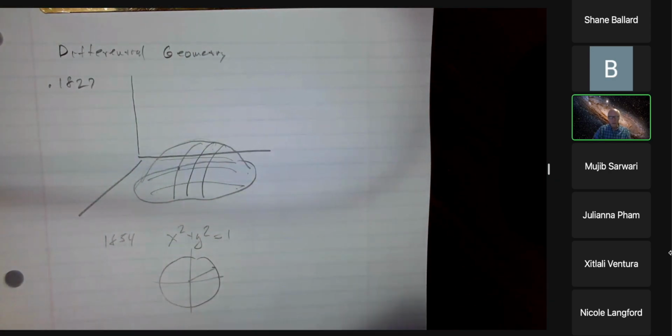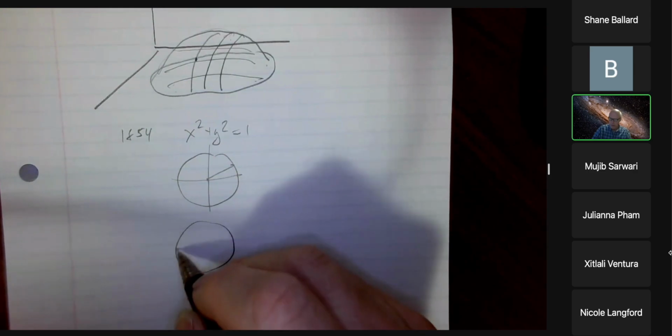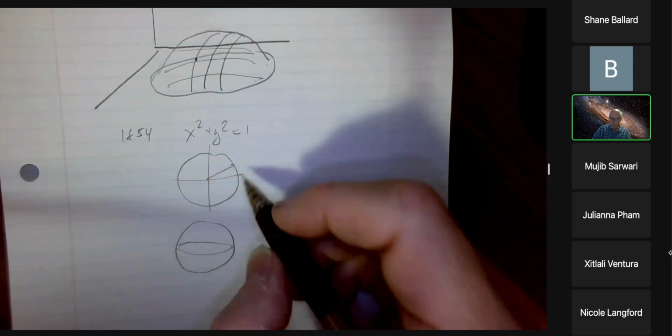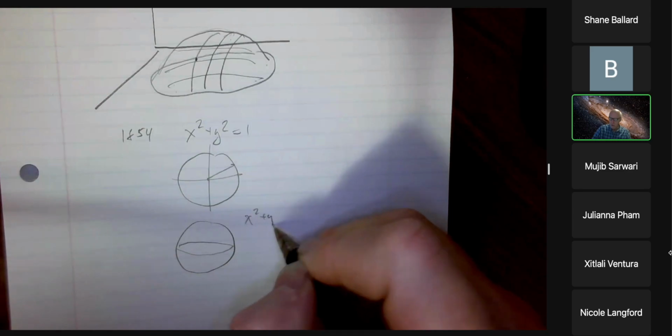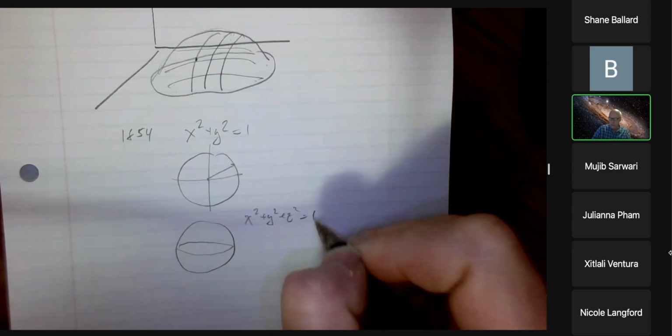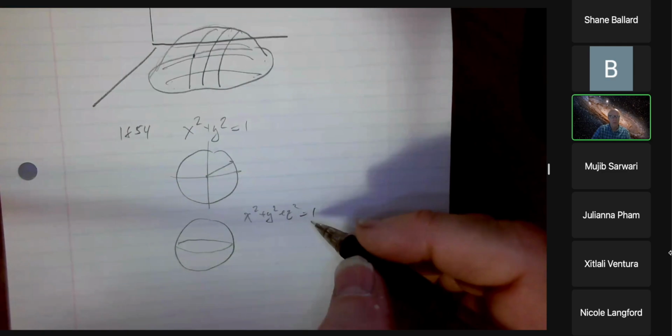What would be the next level of that? Well, that would be a sphere that sits in a three-dimensional space. But what is the equation of that? It's going to be x squared plus y squared plus z squared equals 1. You can make it r for non-unit radius.